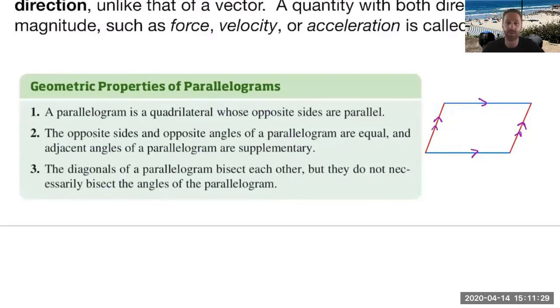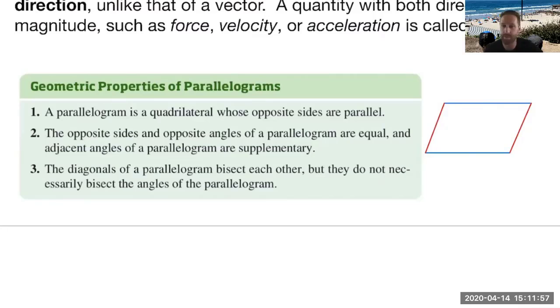Then we also know that the opposite sides and opposite angles of the parallelogram are equal. So if I undid the parallel marks and just did this to let you know that those are the same length, or that, just like a rectangle. Now it's a little bit different than a rectangle, obviously, because a rectangle has four 90-degree angles. This does not.